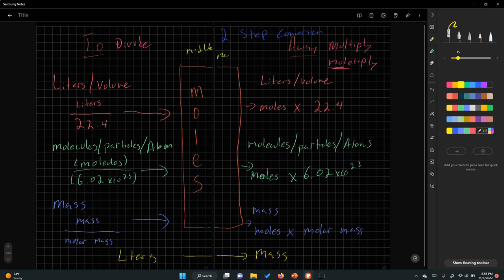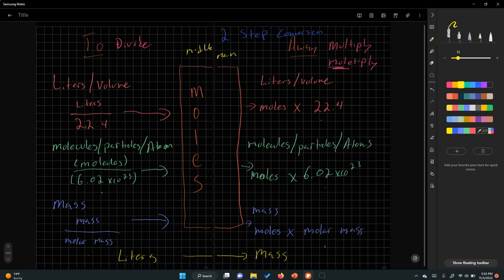The way we're going to do this is we're always going to take what we have to start with, convert it into moles, and then take that number in moles and convert it into what we want. So we're always going to be dividing by something first because we're always going to moles. So dividing by 22.4, dividing by 6.02, or dividing by molar mass. And then once we get moles, we can multiply by 22.4, 6.02, or our molar mass.